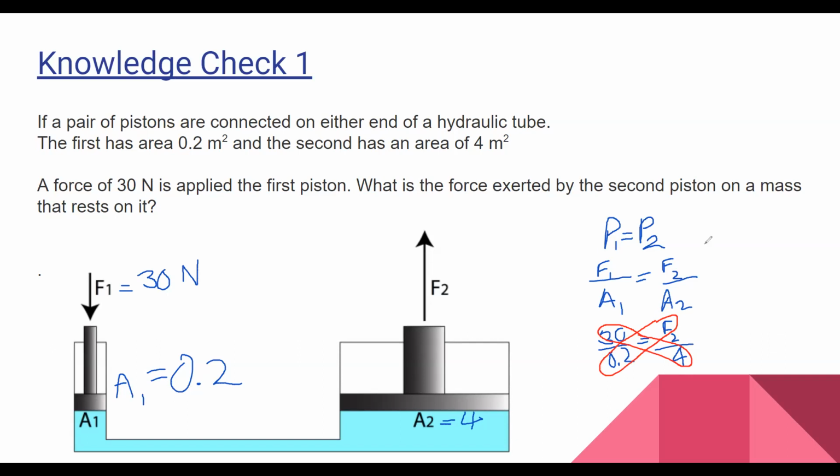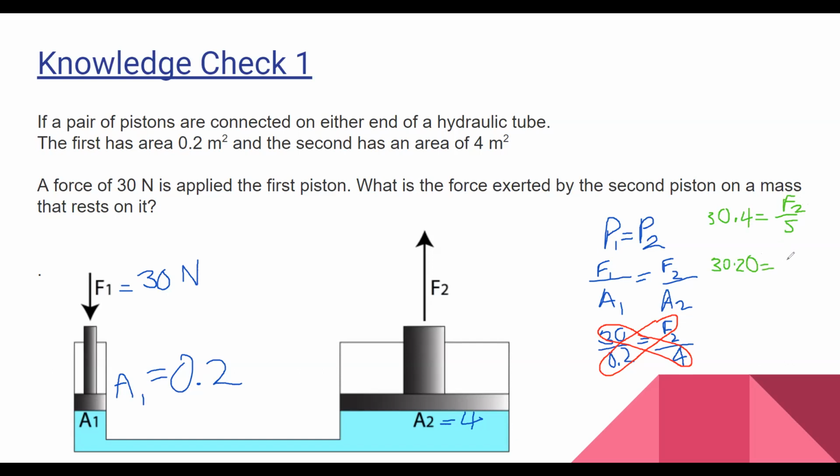So now we have 30 times 4 is equal to... 0.2 is equal to 1/5, so I will write this as such. So this will be equal to F2 over 5, and then we can carry the 5 over. So we have 30 times 4 times 5, this is 20. 30 times 20 is equal to 600.